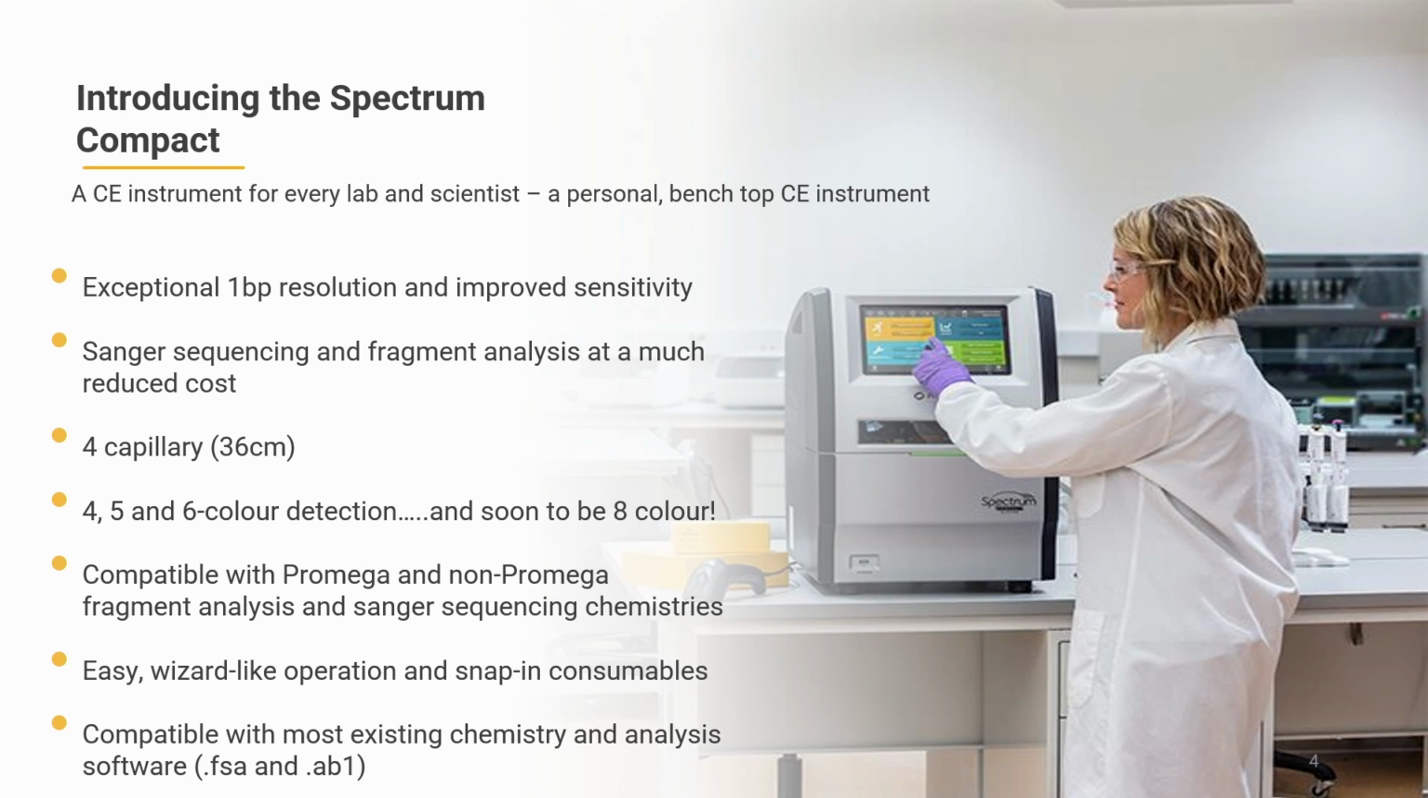It does Sanger sequencing and fragment analysis, and it has 4 capillaries, which are 36 centimetres long, making it a much smaller throughput instrument. It detects 4, 5, and 6 colour kits, and really excitingly, by the end of next month, it's going to be able to detect the new Promega 8 colour kits.